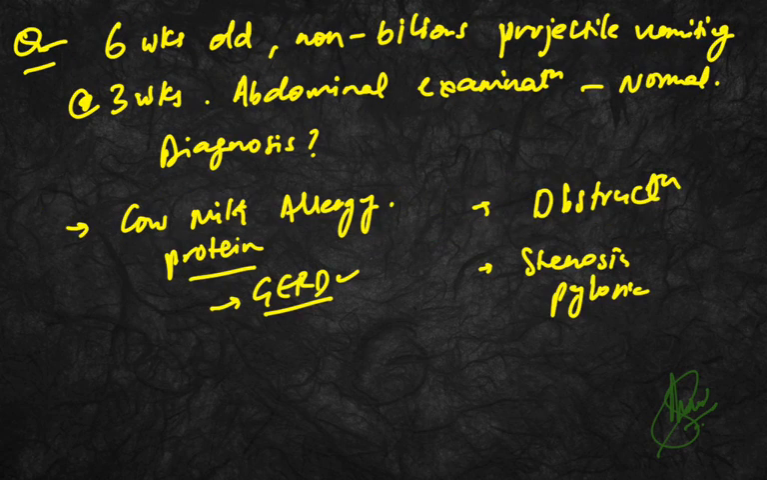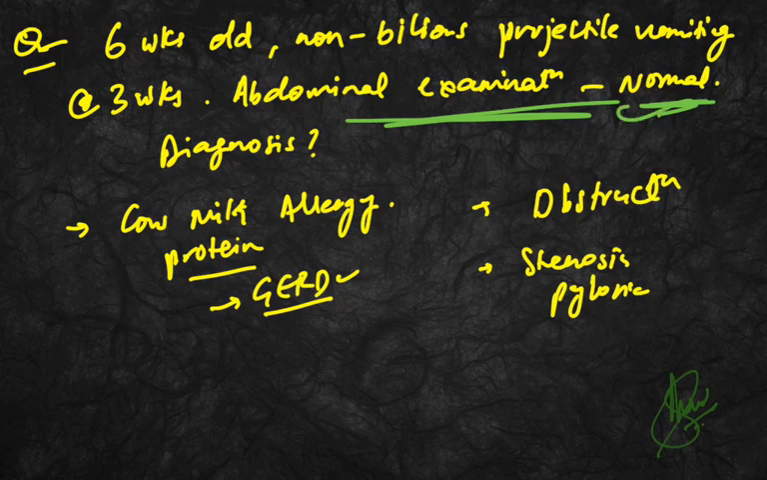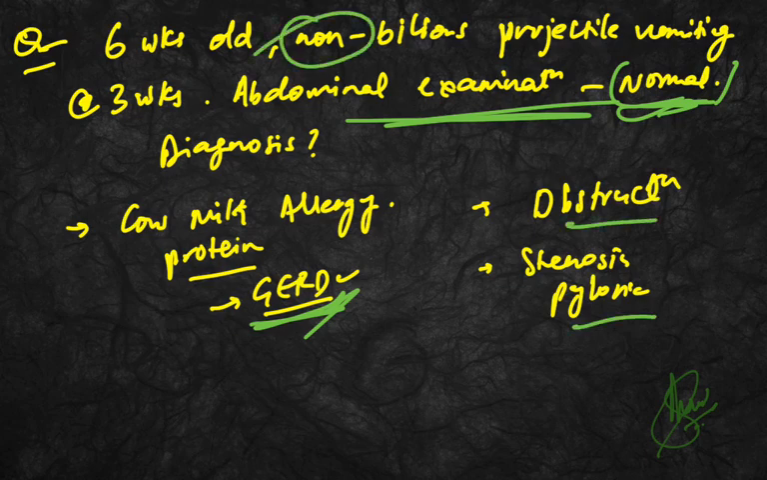A 6-week-old with non-bilious projectile vomiting starting at 3 weeks of age. Abdominal examination is normal. They have ruled out every abdominal diagnosis, that's why they have given it normal. So GERD is the most common answer, because it is non-bilious. In obstruction and pyloric stenosis, the vomiting will be bilious.